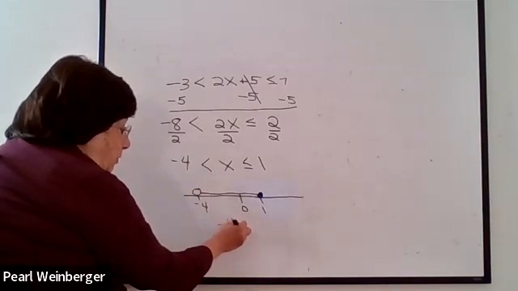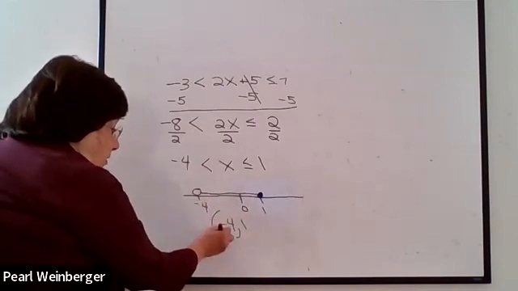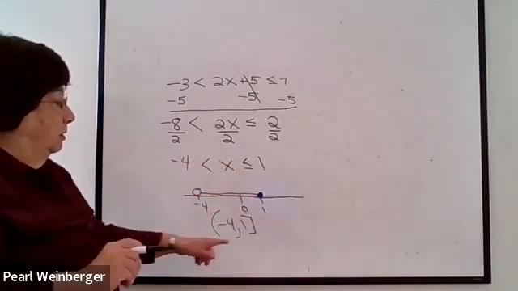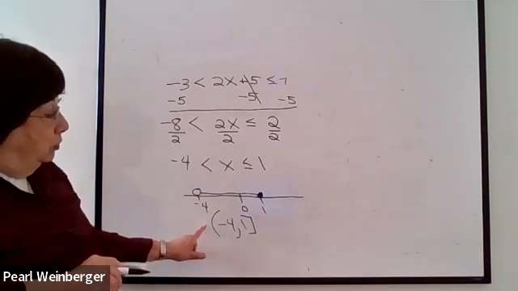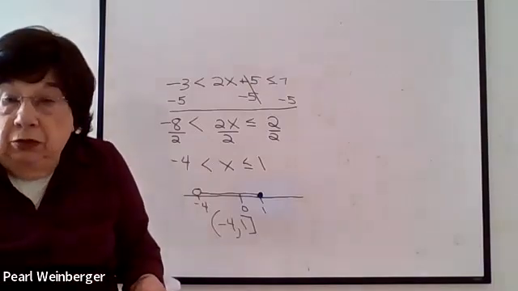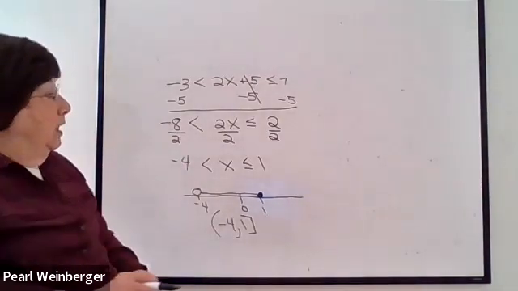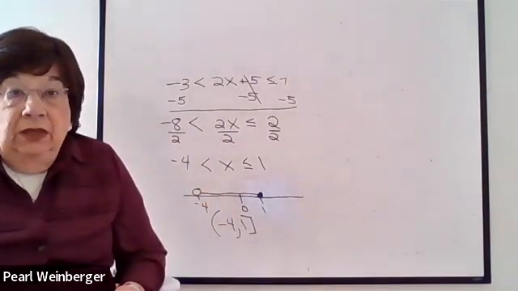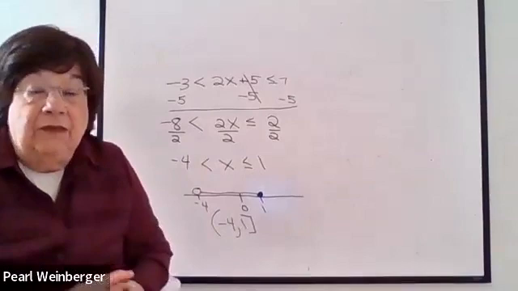In interval notation, -4 is the start of our interval. 1 is the end of our interval. This is a parenthesis because it's an open circle. This is a bracket because it's a closed circle. So this is probably the easiest way to write your answer if you're trying to type it on your computer, because you don't need any special symbols. You can just use the regular keyboard. You don't have to make pictures or type less than or equal to. And I think a few people did get that answer. Does anybody have a question about that?